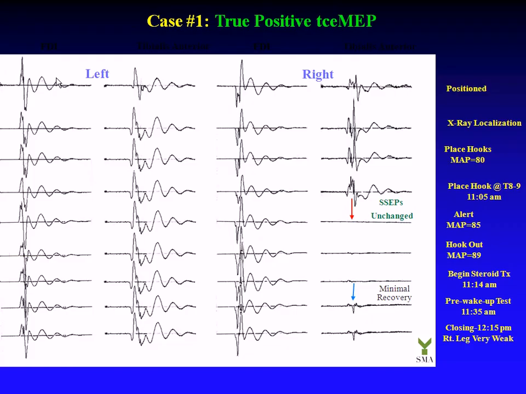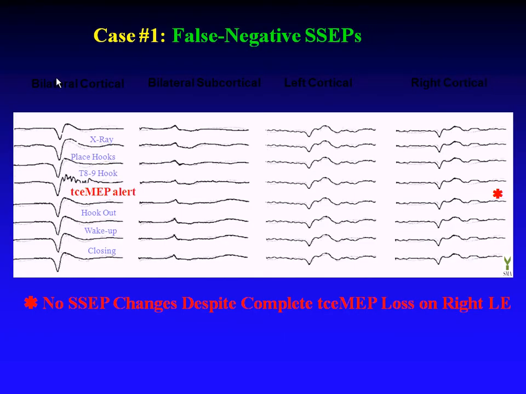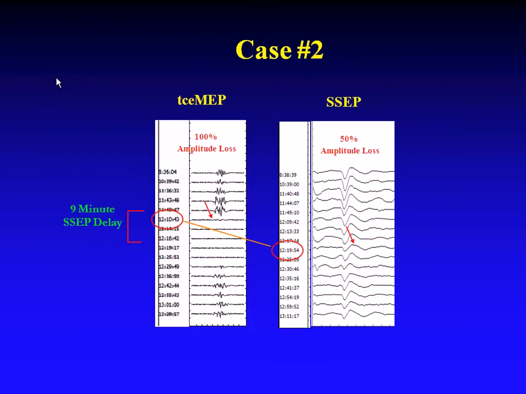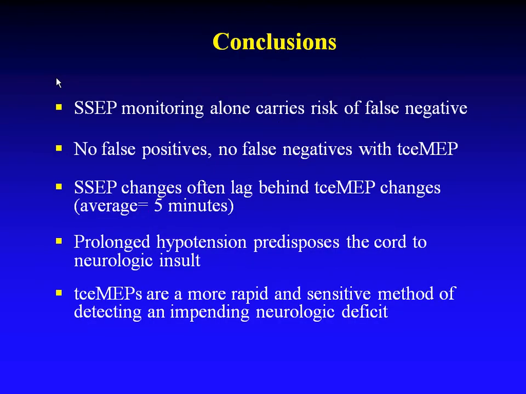And importantly, I'll skip through this, importantly, the changes when they occur occur much earlier with the transcranial motor evoked monitoring. And this is just an example of a patient with no SSEP changes despite a complete motor loss in the right lower extremity. And then the final conclusion was that the transcranial motor evoked changes occurred more rapidly. And here you can see a 9-minute delay in the appearance of the SSEP changes, and those changes were picked up on transcranial motor evoked monitoring 9 minutes earlier. So these are the conclusions.